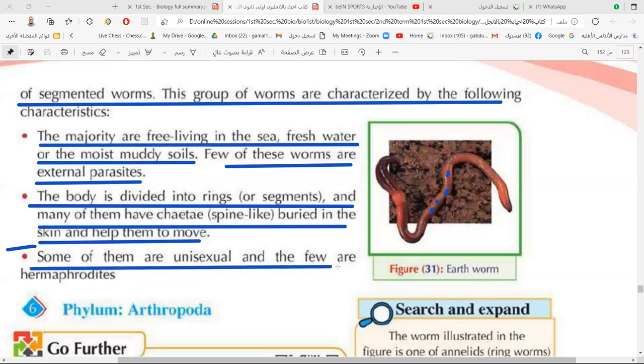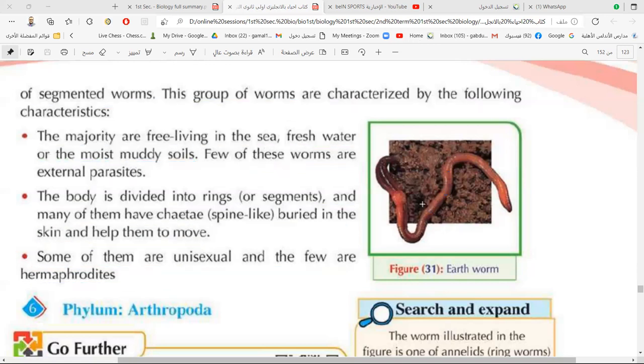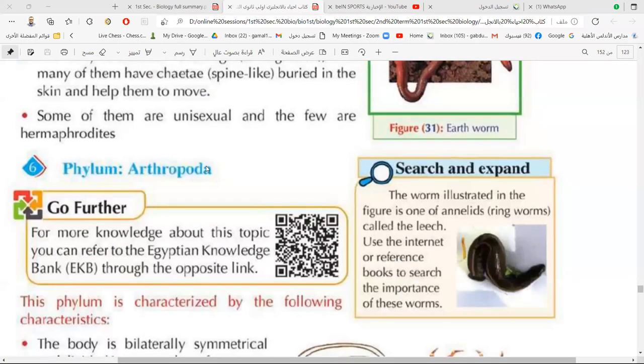Some of them are unisexual, and a few of them are hermaphrodites, but the majority are unisexual. The sex is separated, so they are unisexual. The male is different from the female. Hermaphrodite means the male and the female organs are on the same individual, so it's called hermaphrodite or bisexual. But here, most of them are unisexual worms.